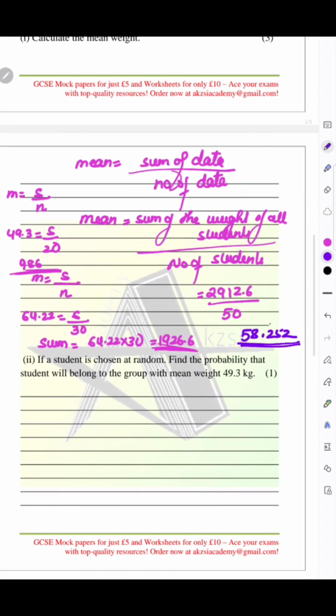Now, if a student is chosen at random, find the probability that the student will belong to the group with a mean weight of 49.3. If a student is chosen, what is probability? The number of ways an event can occur over the total number of possible outcomes. If I'm selecting one student, what are the total possible outcomes? There are 50 different students, so the possible outcomes are 50, because I can choose any student from 50 students. And the event is what they are asking: the probability that the student chosen will belong to the group of mean weight 49.3.